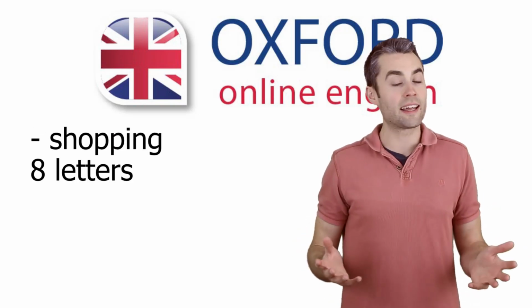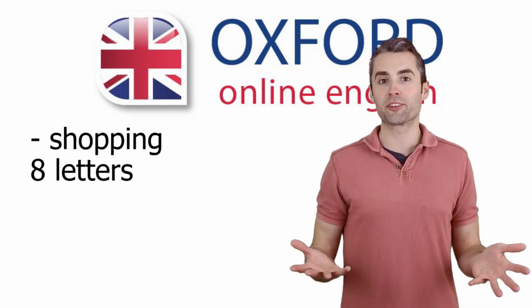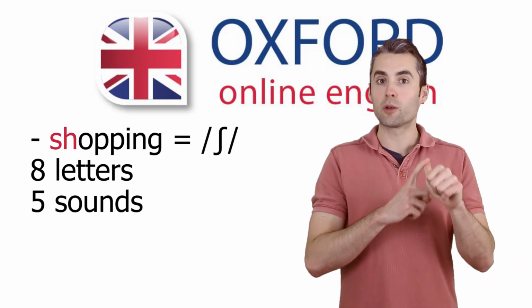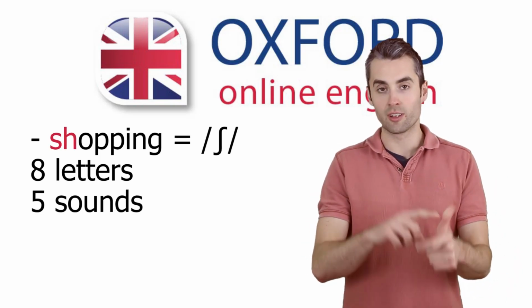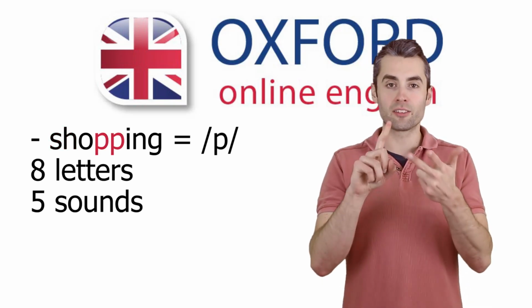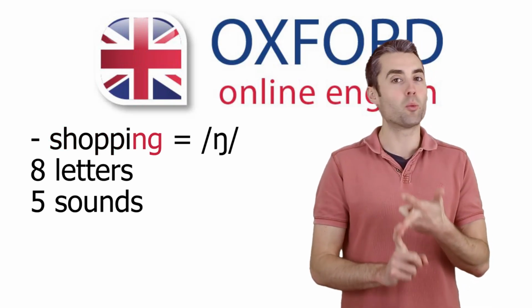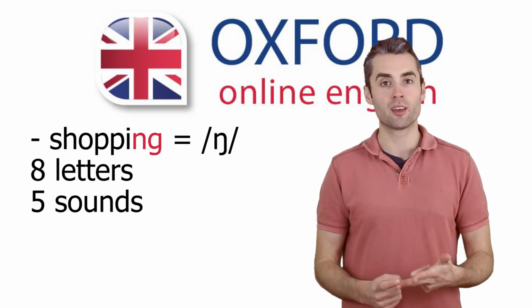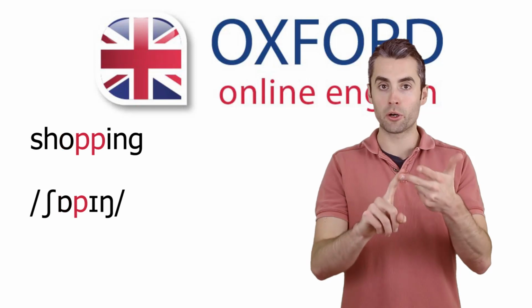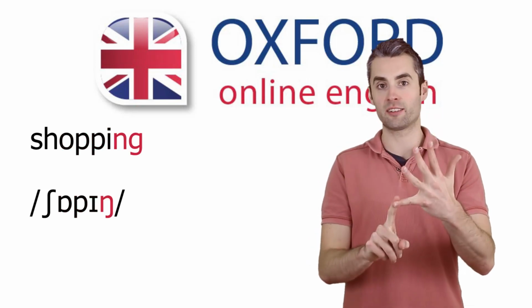Shopping has 8 letters. How many sounds? 5. S and H together make 1 sh sound. The 2 P's together make 1 p sound. And the letters NG make 1 n sound. So that leaves 5 sounds. Sh, o, p, I, ng.